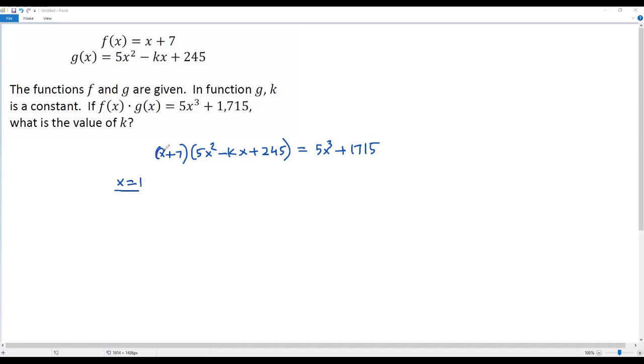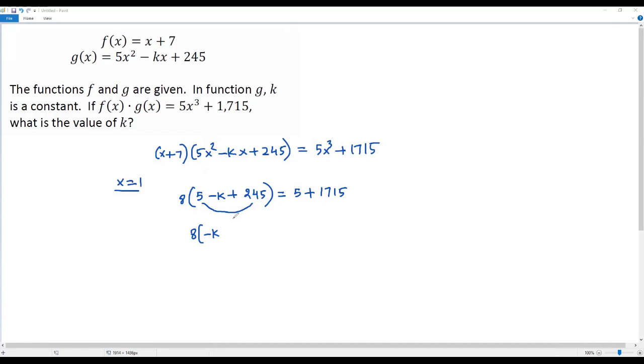Okay, when I plug in x equals 1 over here, we get 1 + 7, that is 8. When I plug in x equals 1 over here, it will be 1 squared. 1 squared is 1. 1 times 5 is 5. And when I plug in x equals 1 over here, negative k times 1 is negative k. Plus 245 equals, when I plug in x equals 1 over here, it is 1 cubed. 1 cubed times 5 is just 5. Plus 1715. Okay, here 8 times negative k.